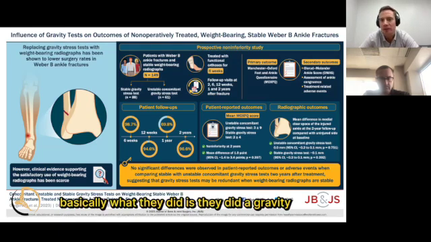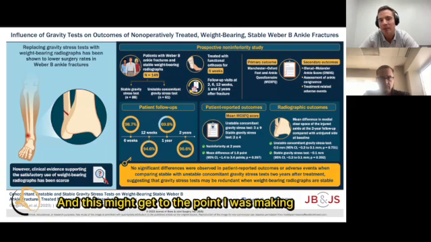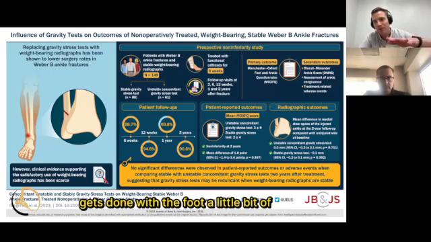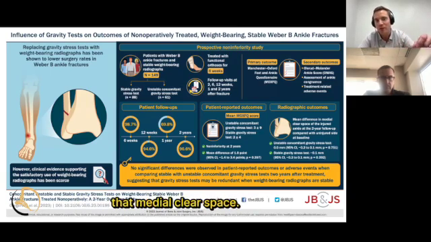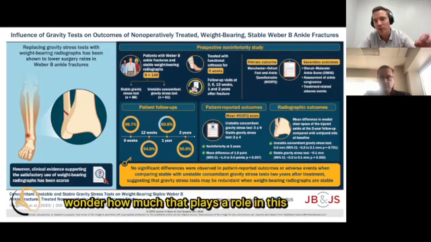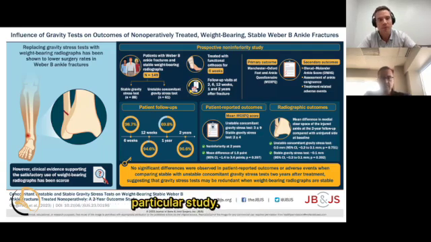And basically what they did is they did a gravity stress, and those that had an unstable gravity stress but a stable weight-bearing X-ray. And this might get to the point I was making before, that sometimes that gravity stress gets done with the foot a little bit plantar flexed, and it artificially opens up that medial clear space. I wonder how much that plays a role in this particular study.